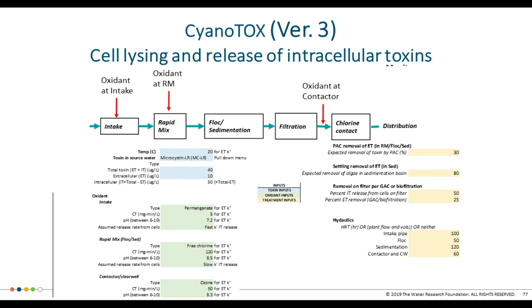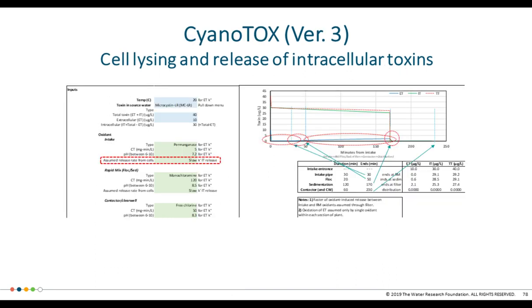And this is what the speakers have been talking about today. We could put in what we guess the release would be, but then we can also bracket it with faster and slower and see what the effect is. And then we can also include a removal by PAC, by settling of solids in the settling basins, and removal on the filter of the intracellular toxin, and also the release of intracellular toxin on the filter. And then we put in the contact times, or hydraulic retention times, I should say, for each basin.